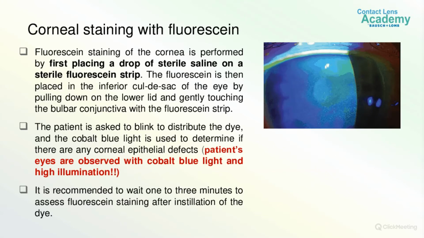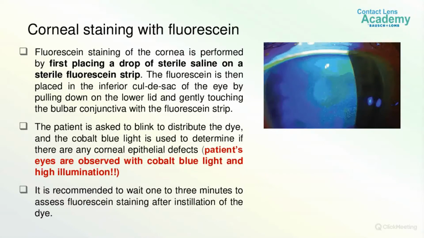Corneal staining with fluorescein. Fluorescein staining of the cornea is performed by first placing a drop of sterile saline on a sterile fluorescein strip. The fluorescein is then placed in the inferior cul-de-sac of the eye by pulling down on the lower lid and gently touching the bulbar conjunctiva with the fluorescein strip.